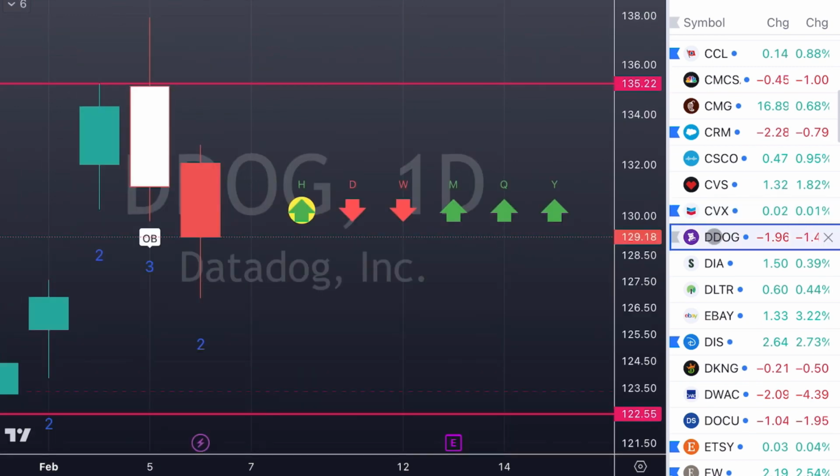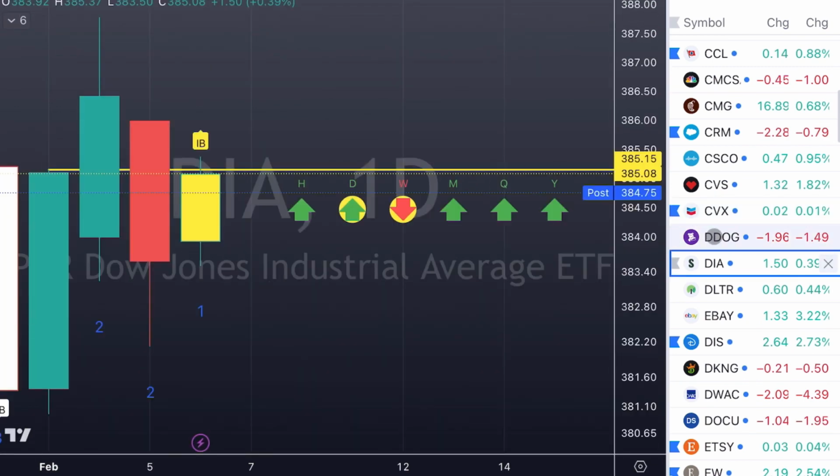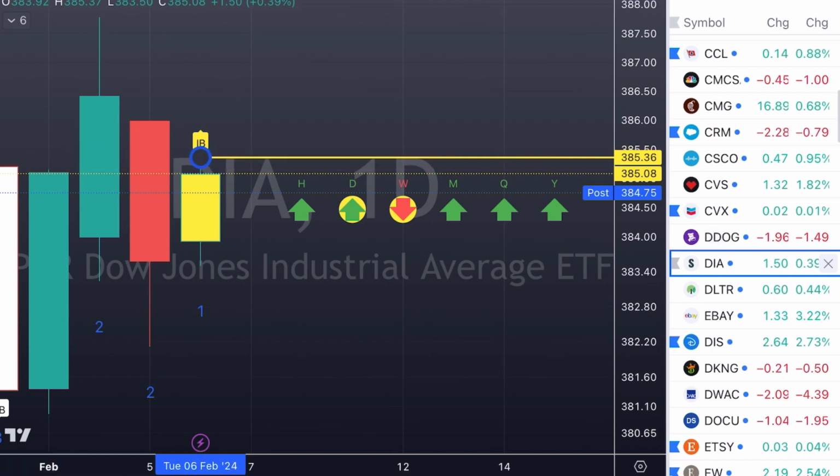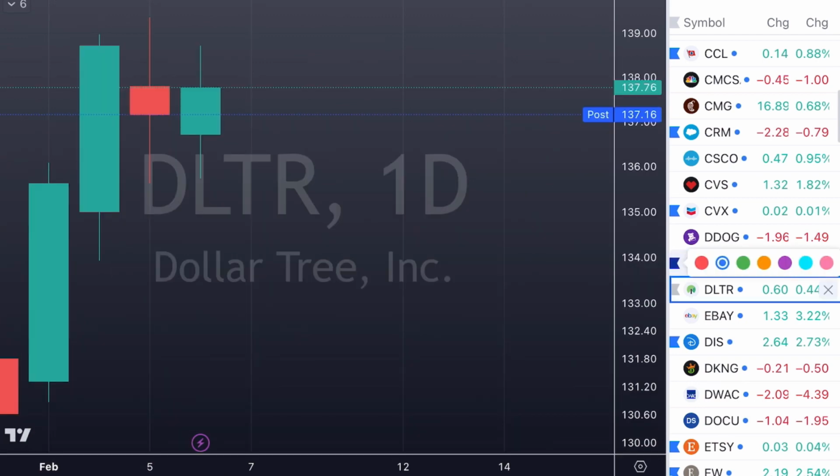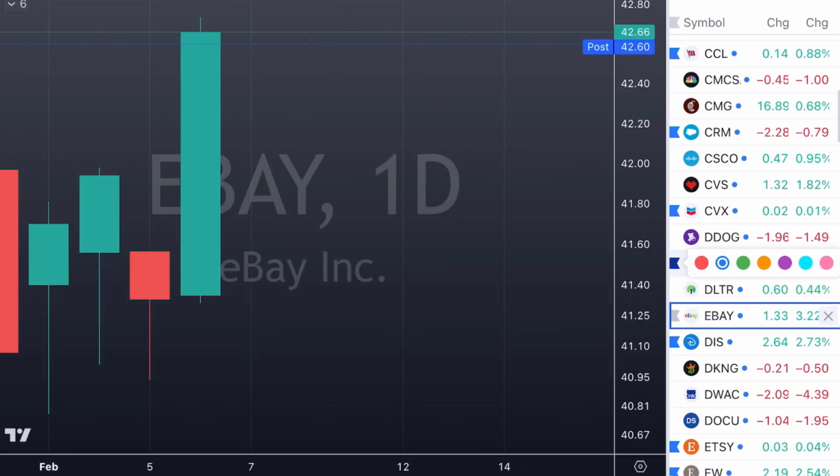Datadog, again, not one I would normally give to you guys. There's no setup there anyways. DIA, okay? This is one that I would normally give to you guys. And we mark it out. Inside bar, there we go. Playing high or low side on DIA. Dollar Tree, not something I do on the daily, but there is an inside bar there, so you feel free to mark that one out.